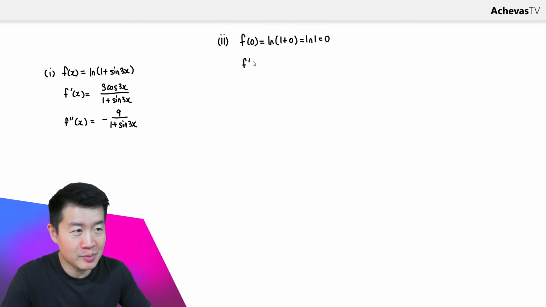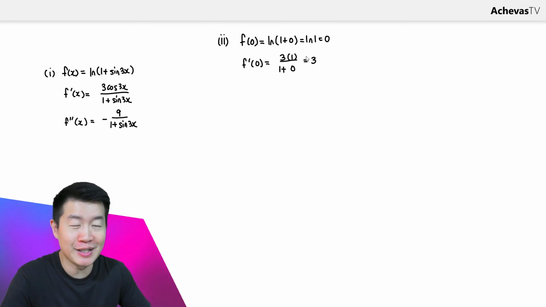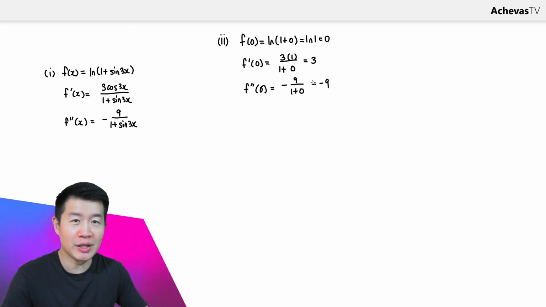Let's go for the next expression, which is f prime x, letting x be equal to 0. This gives us a 3 times cosine 0. Cosine 0 is 1. So this divided by 1 plus sine 0. Sine 0 is 0. So this is good. This is 3, which means that this is going to contribute to us our first non-zero term of the Maclaurin's series. f double prime 0, let's see what it is going to give us. So it will be minus 9 divided by 1 plus sine 0. So this is minus 9. So we know that these two are going to give us our first 2 non-zero terms of the Maclaurin series.